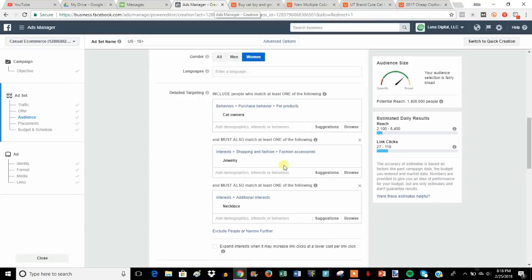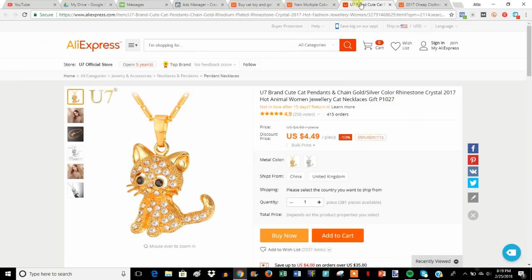And then obviously we would add in, probably with this targeting, I would want to narrow it one more. I'd probably add in a cat brand or something, because I'd want it at least 2 and 2, so 2 interests for the jewelry side and 2 interests for the cat side. So let's just go ahead and get into another product example.